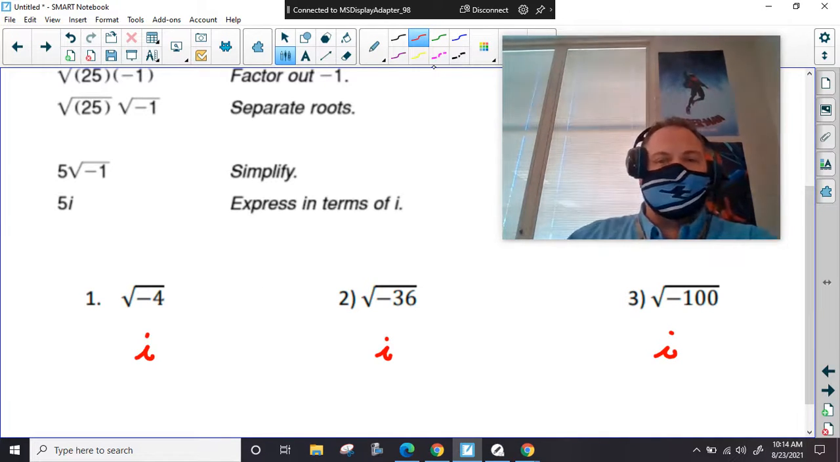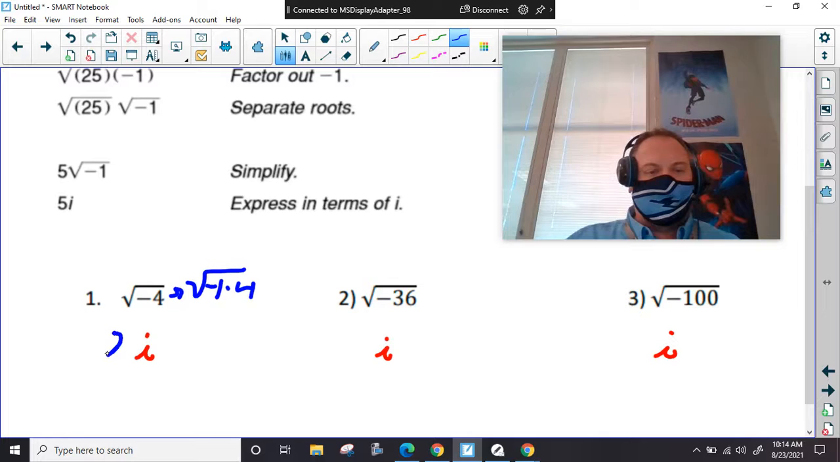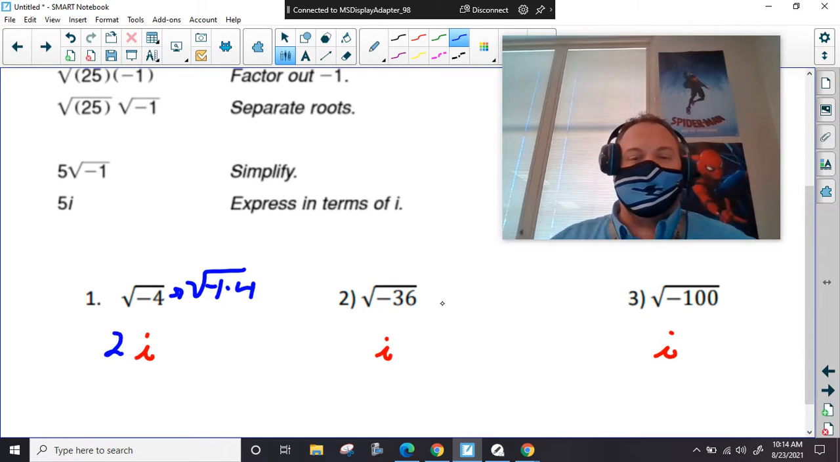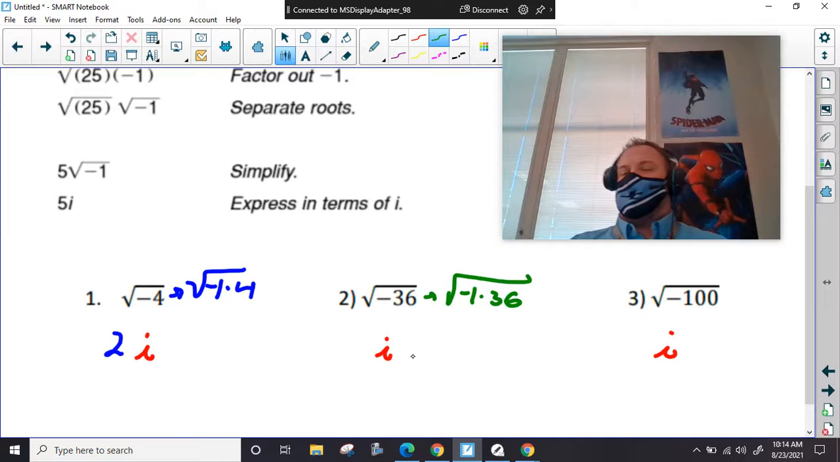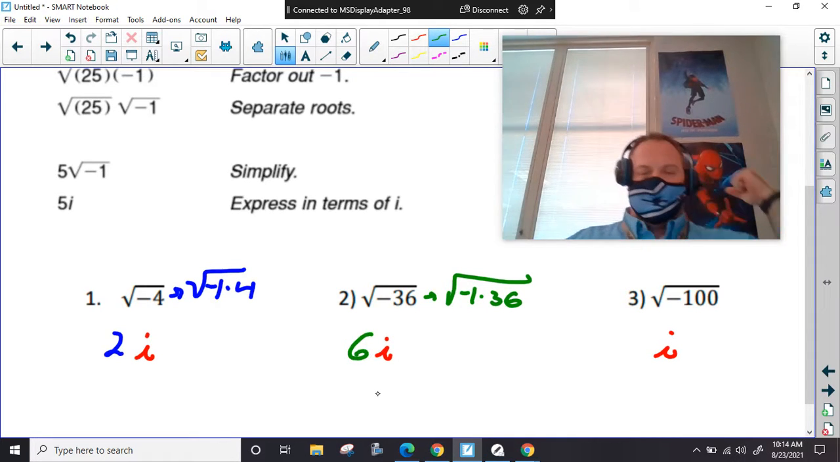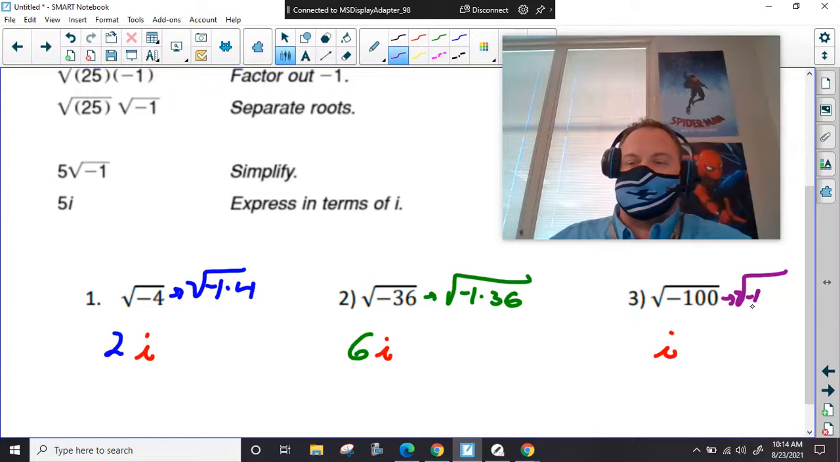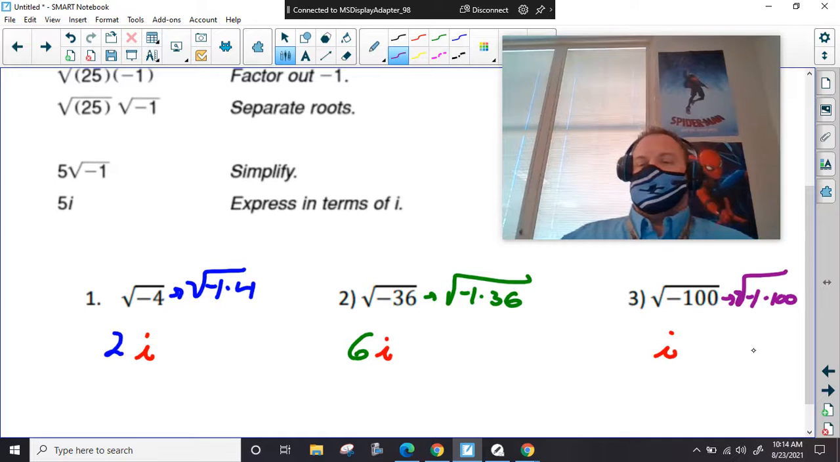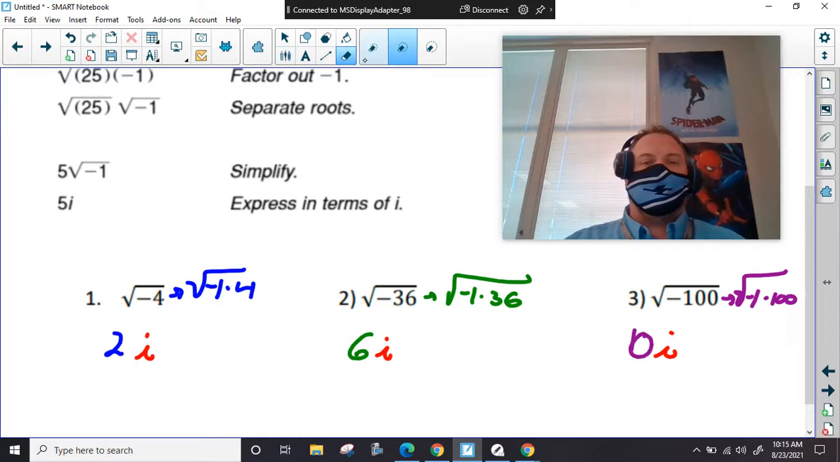For this one, this is the square root of negative 1 times 4. Well, the square root of negative 1 is i. What's the square root of 4? 2. And there we go. This one is negative 1 and 36. Well, the square root of negative 1 is i. What's the square root of 36? 6. Bam! And then this one, 10.